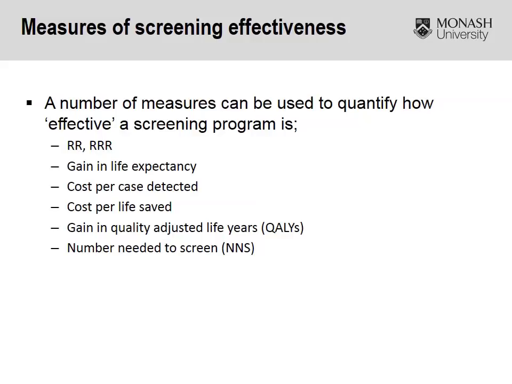So we obviously know about number needed to treat. That relates to how many people need to be treated with that particular intervention in order to prevent one additional death. Similar process for screening. We have number needed to screen. So how many people do we need to screen in order to prevent one additional death?